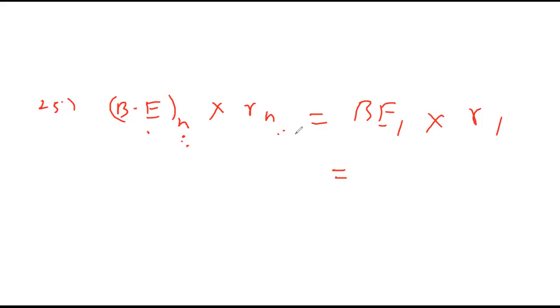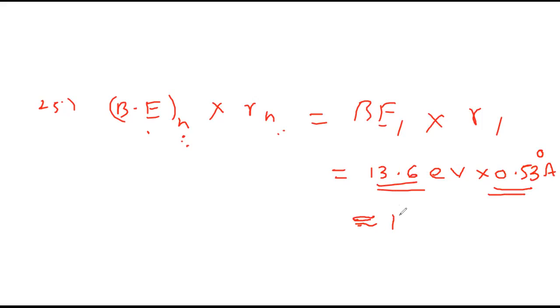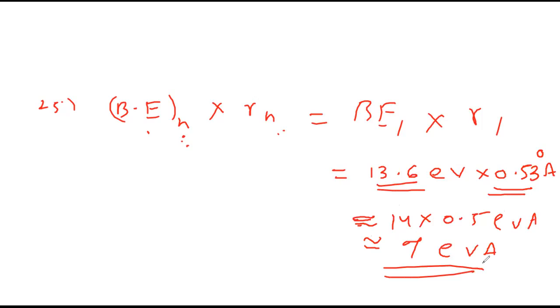So binding energy in first orbit is 13.6 electron volt and radius is 0.53 angstrom unit. First orbit values I have told, please learn by heart and be ready. Now 13.6, I'm taking approximately 14, into 0.5, this is electron volt angstrom. So it should be close to 7 electron volt angstrom. Check. Close to 7, yes, D option.